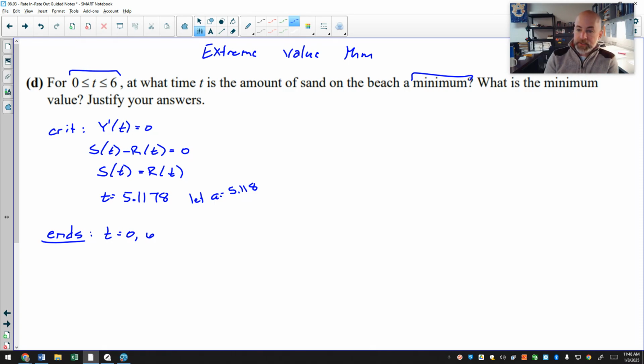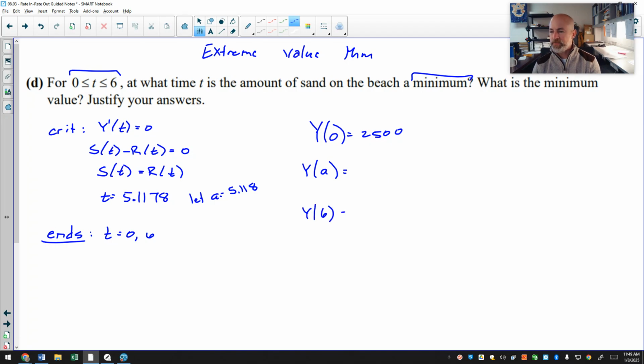So I have my candidates. I have my endpoints, I have my critical number. Now we need to determine at what time we actually have the minimum. In the extreme value theorem, to determine which one produces the minimum and the maximum, we simply plug those candidates into my function, which is y of t. I need y of 0. Oh, that was given. That's 2,500. I need my total amount at the critical number, and since I have denoted that A is the same thing as 5.118, I can write y of A. And then I need y of 6.